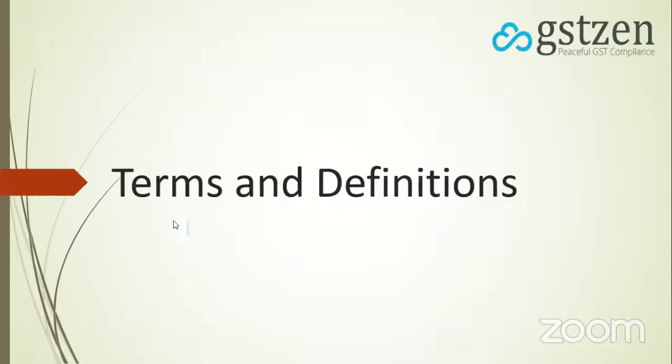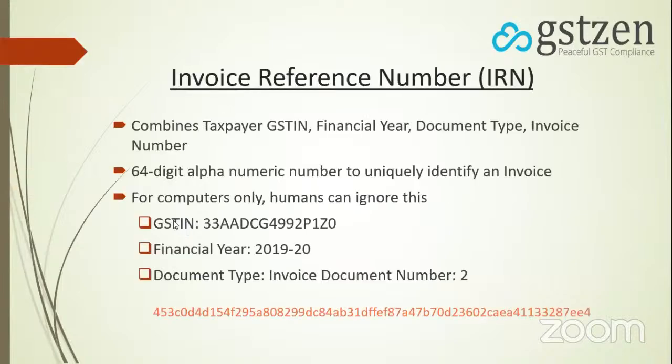Now moving on, let's look at some of the terms and definitions. So what is IRN? Invoice Reference Number. It is a combination of taxpayer GST number, financial year, document type, and invoice number. Every IRN is a 64-digit alphanumeric number which is used to uniquely identify an invoice. That is why you cannot use the same invoice number again during a financial year.